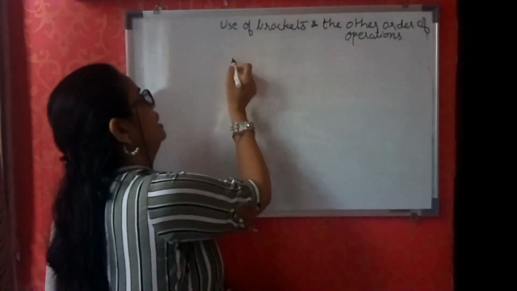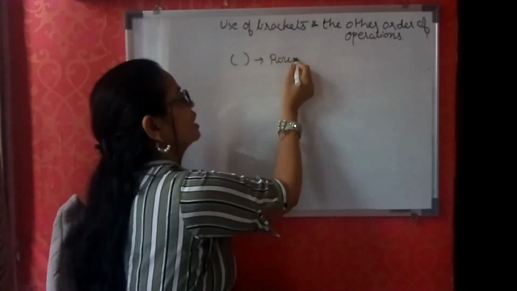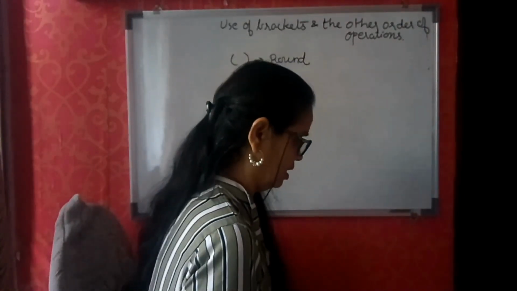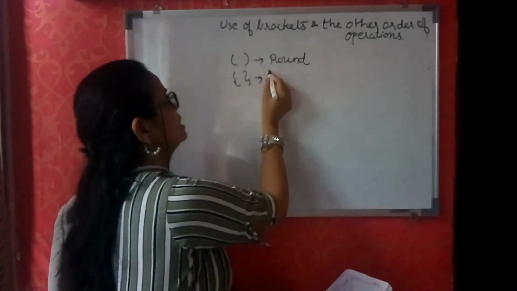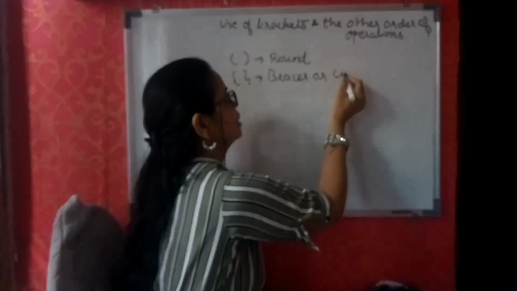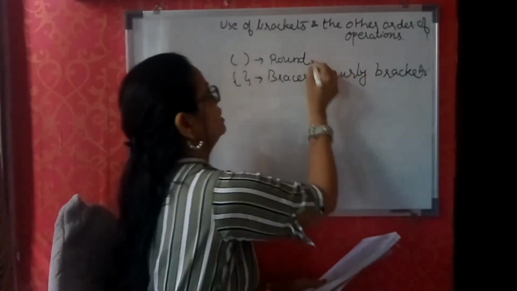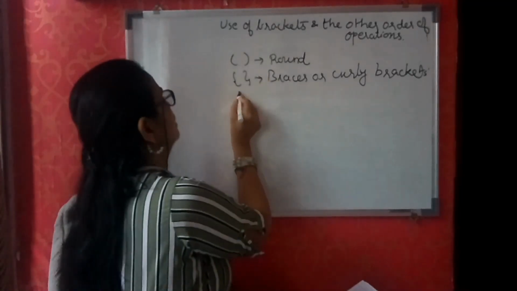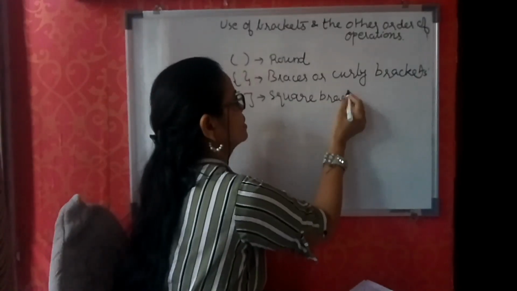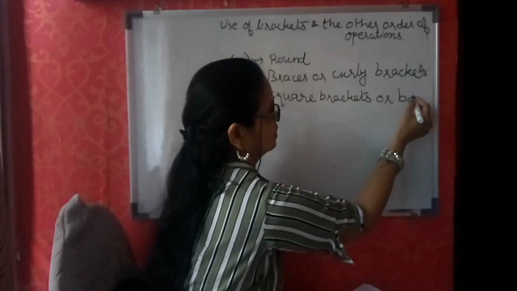Now see, this bracket, this is called round bracket. Second bracket is this, which is called braces or curly bracket. So curly bracket. Right? Third is square brackets. Square brackets. Right? Or it is called box brackets.